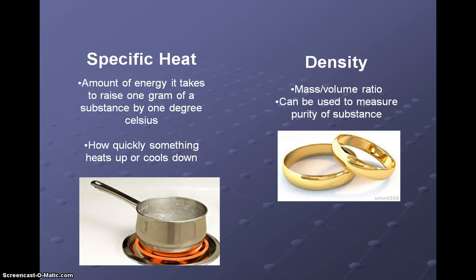And lastly, I'm just going to mention density. Density is a mass to volume ratio. To calculate it, we just take the mass of the substance and divide it by the volume of the substance, and that gives us the density of that metal, or whatever we're measuring. And density can actually be used to measure the purity of a substance.